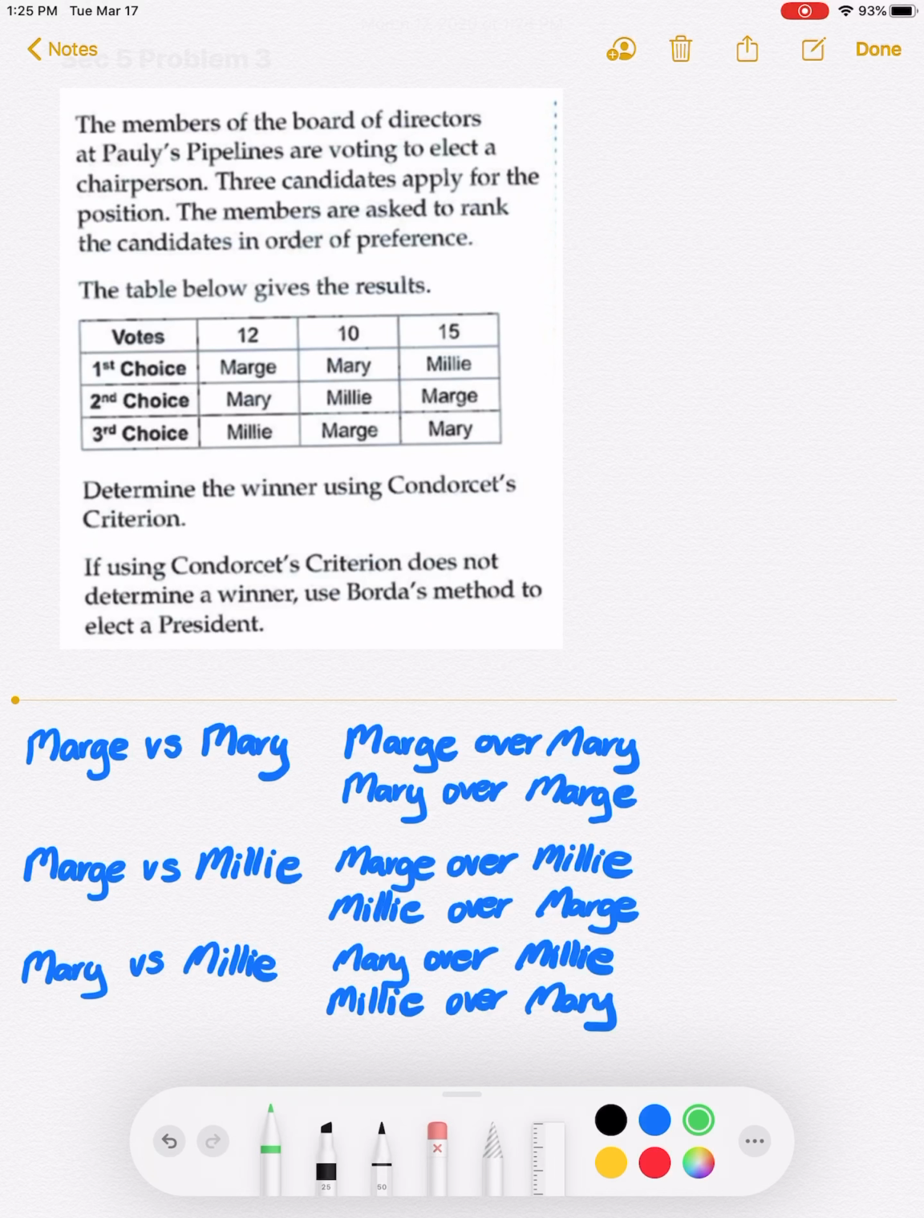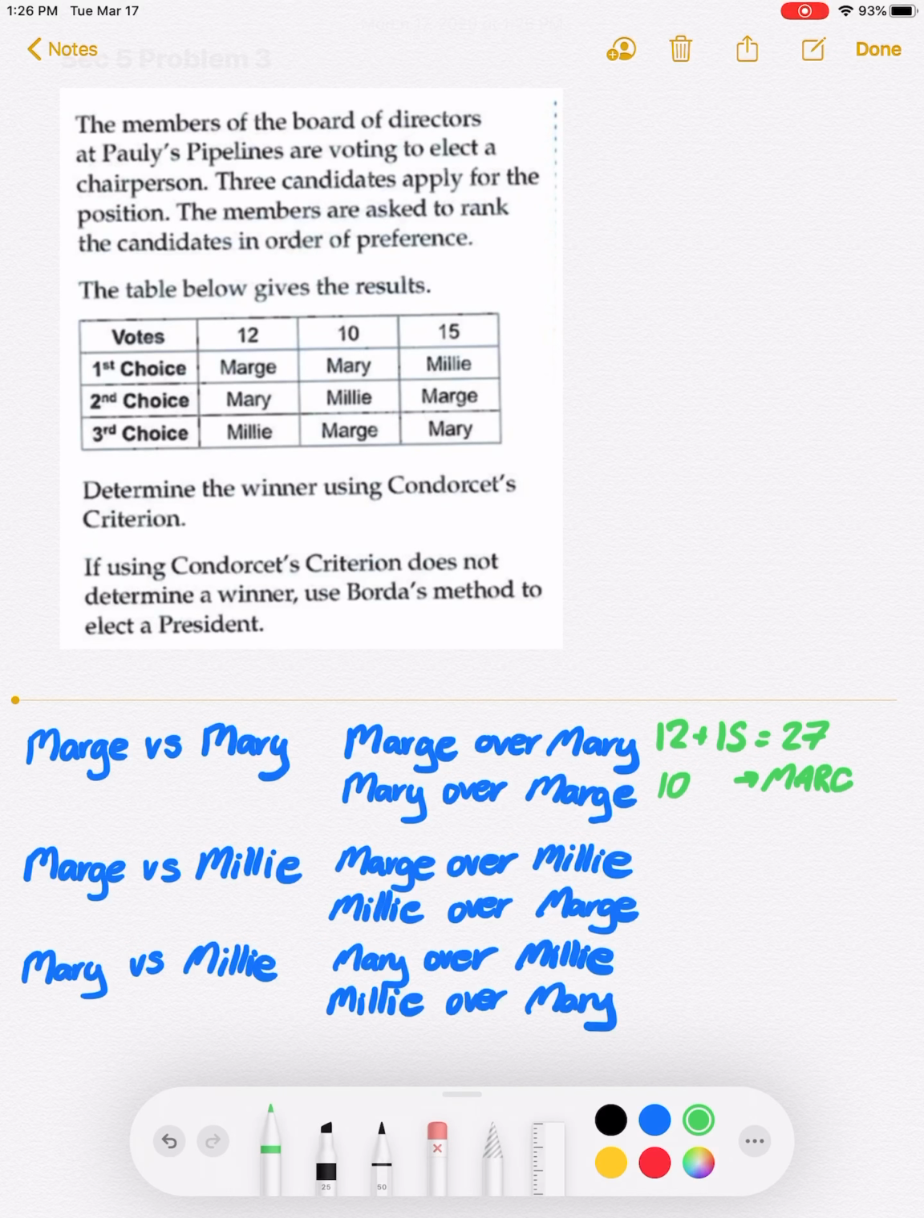So if we look at the first column, Marge wins over Mary, right, because she comes first. And the second column, Mary wins over Marge because she comes first. And in the third column, Marge wins over Mary again. Okay, so if we were to keep track, Marge over Mary, well, that happens again in the first column. And in the third column, this gives 27. And Mary over Marge, it just happens in the second column. So we have Marge winning the first confrontation.